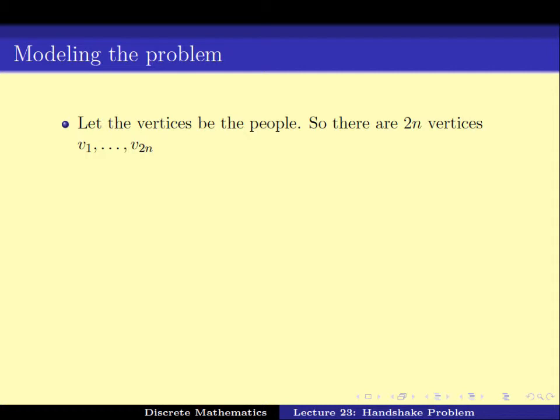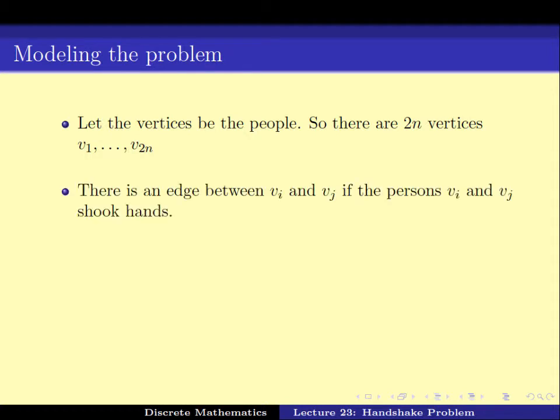Now the relationship that we have to put, or in other words, the edges that we have to put should come from the problem. So in this case, we say that we draw an edge between Vi and Vj if the persons Vi and Vj shook hands. Note that since Vi shaking hands with Vj also implies Vj shakes hands with Vi, this graph is an undirected graph, meaning there is no direction. I don't need to differentiate between (Vi, Vj) and (Vj, Vi). They are both the same, so they are undirected.